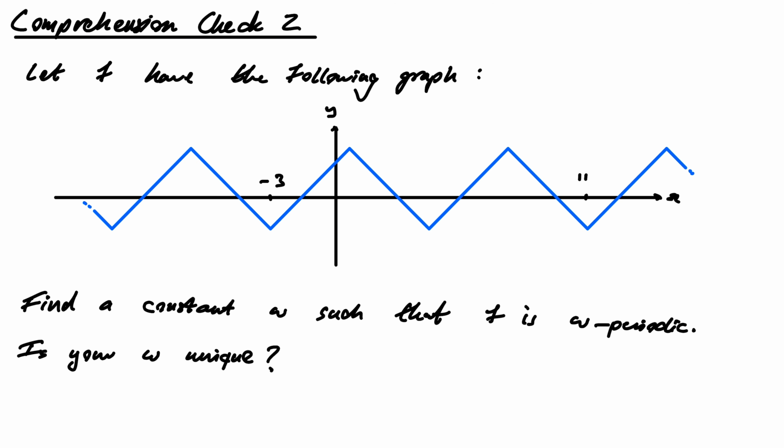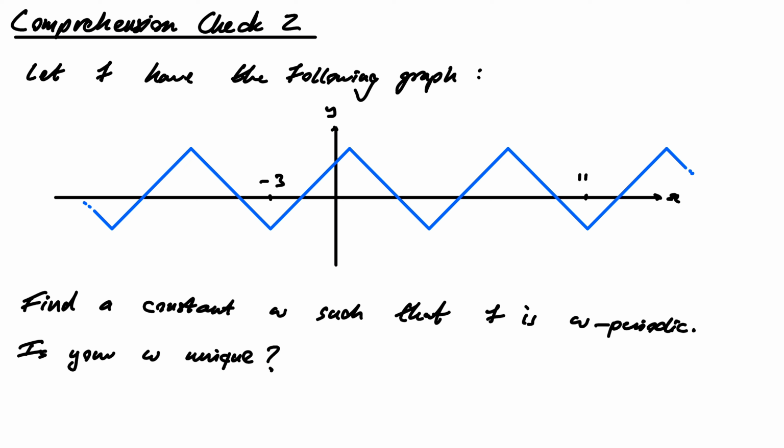Okay, so imagine I have the following graph, and we want to know if it's periodic. And if it is periodic, what is the period, if you want? What is the omega? So, first of all, it's definitely periodic, right? You can see it's repeating in blocks. The question is, how big are the blocks?